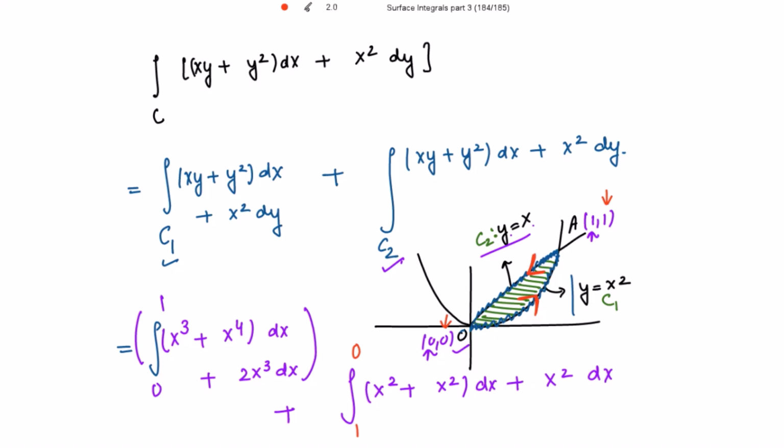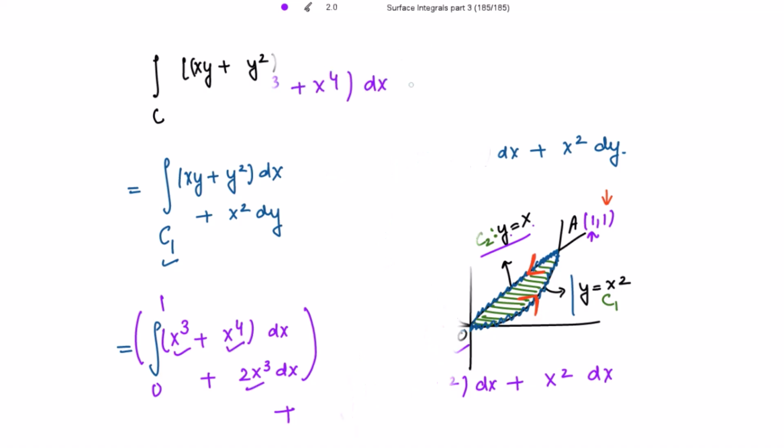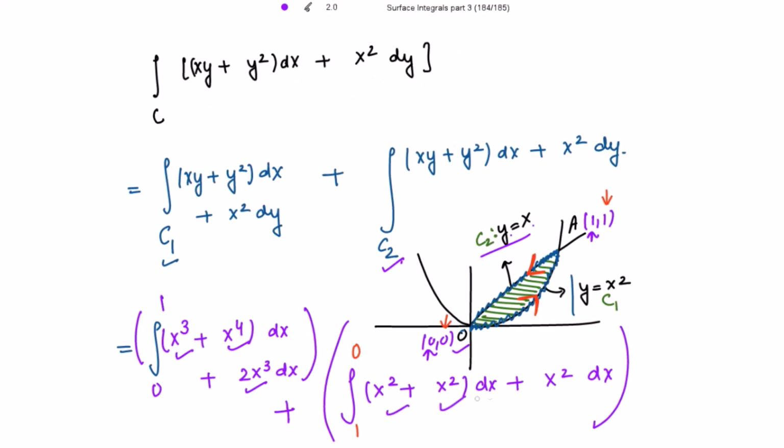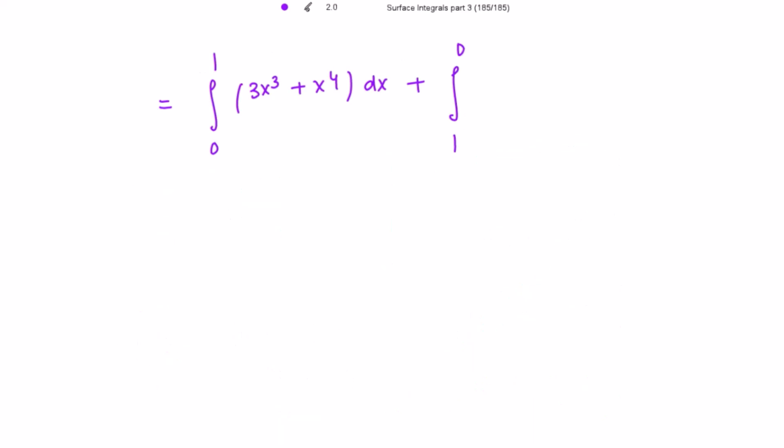Let's move further. x cube plus 2x cube is 3x cube, plus x to the power 4, plus second integral from 1 to 0, it's x square, x square, x square, that is 3x square dx. Integrating this, so this is 3x to the power 4 divided by 4 plus x to the power 5 divided by 5, limits from 0 to 1, plus integrating this is 3x cube divided by 3, limits from 1 to 0.